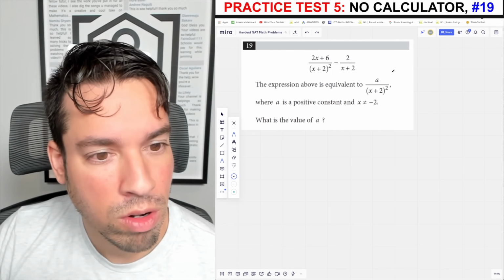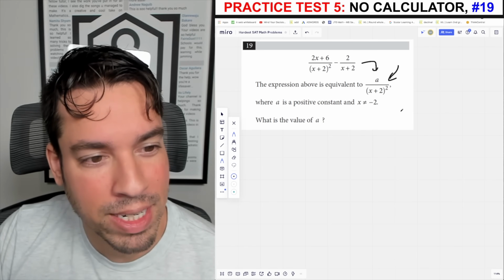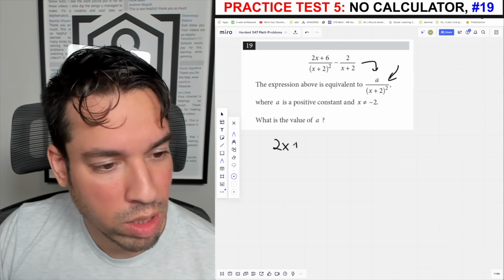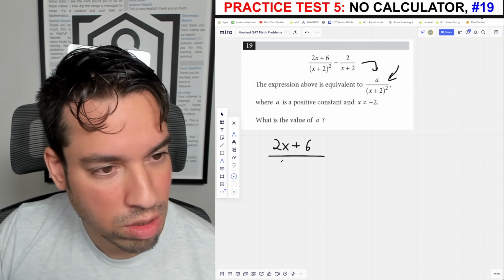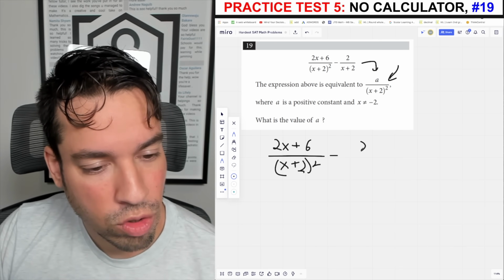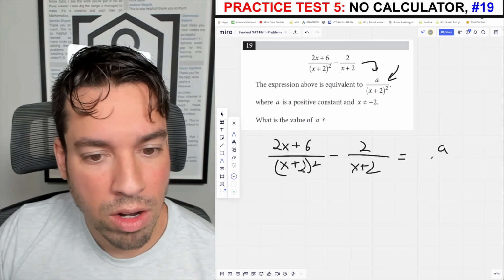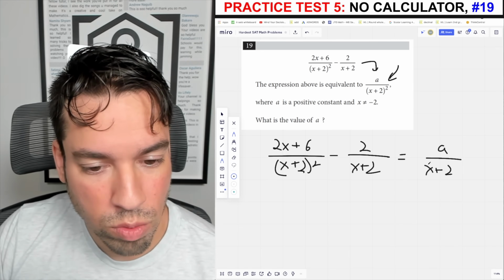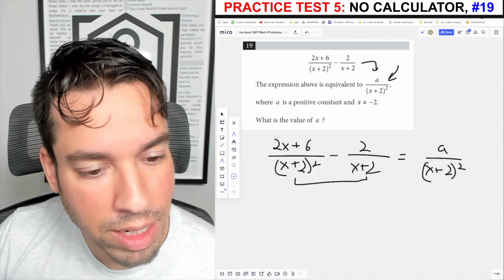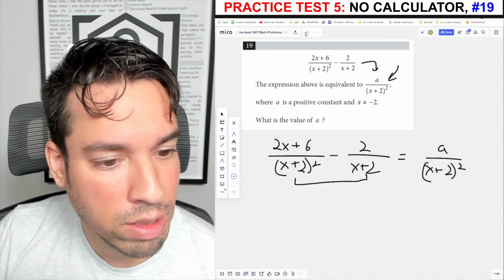At first glance, this problem looks crazy difficult. How are we supposed to figure out what this value A is? But it does say the expression above this guy is equivalent, meaning equal to this. So we're going to start off by representing what that is saying, which means these two guys are literally equal to each other. So (x+2)² − 2 over x+2 equals A over (x+2)². So what I'm thinking is if I can consolidate these two guys into (x+2)² as a singular denominator, I can quickly figure out what A is.